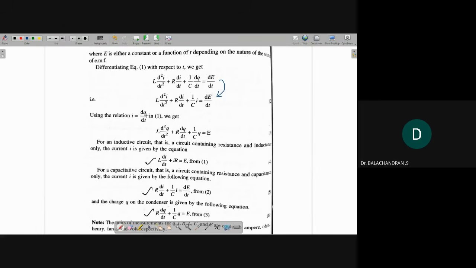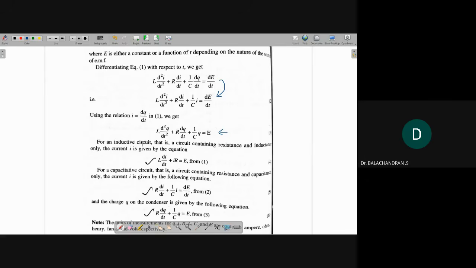Now, using the relation I equal to dq by dt in equation 1, replace I with dq by dt, and you will get equation number 3. Please check it.